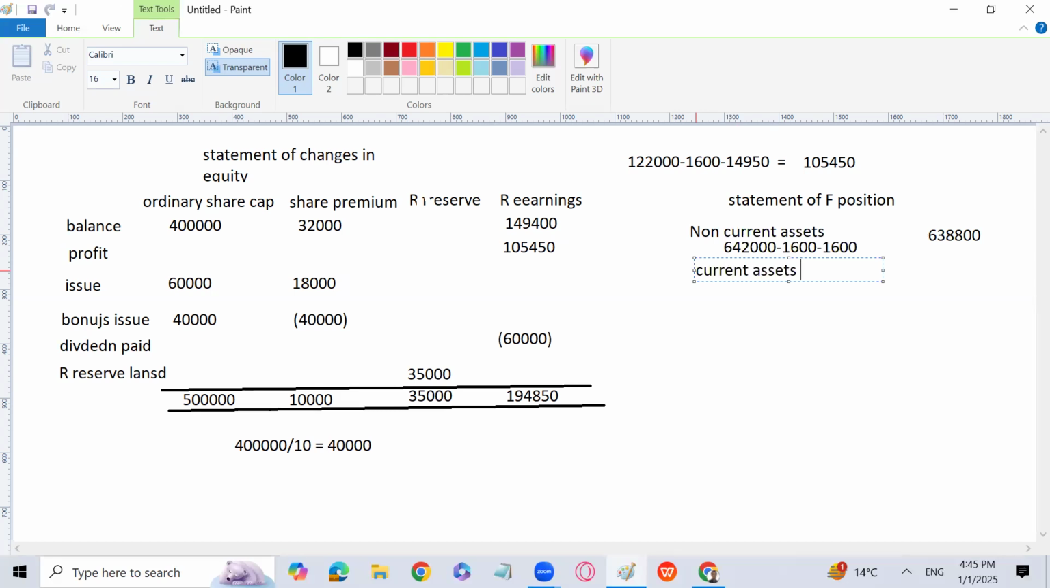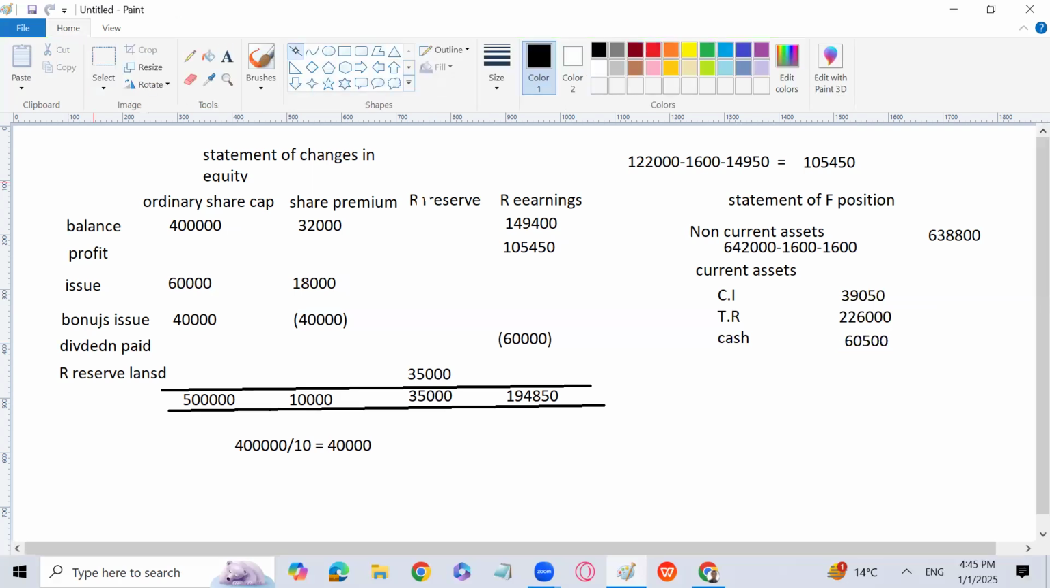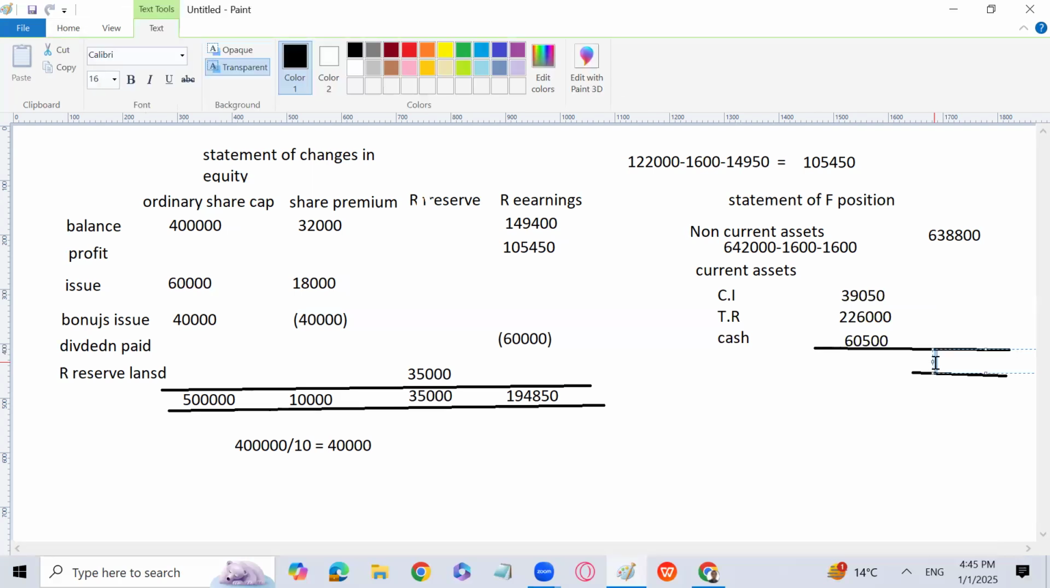Then I am going to write the current assets. It includes the closing inventory, trade receivable, and cash equivalent. So closing inventory, now it is going to be 39,050 after subtracting. Trade receivable is going to be 226,000 and cash equivalent will remain the same, that is 60,500. Now I can calculate the total assets easily. The total assets will be 964,350.